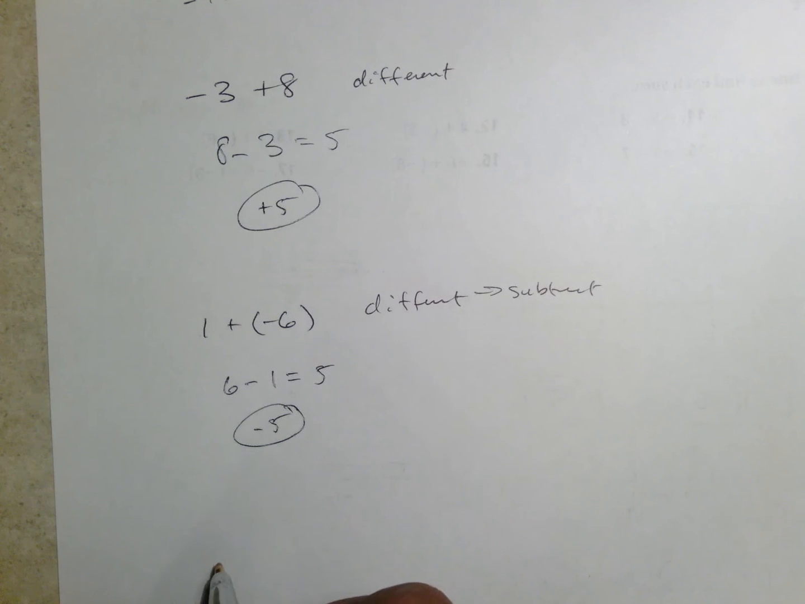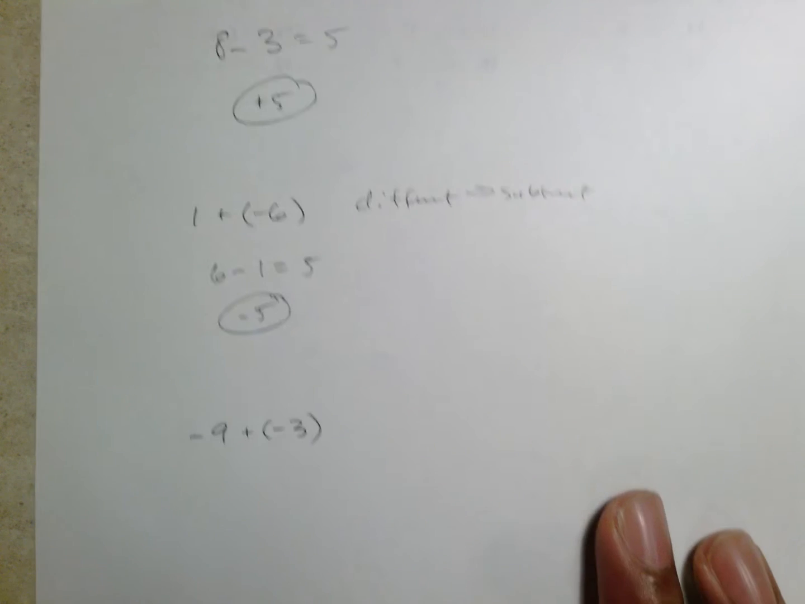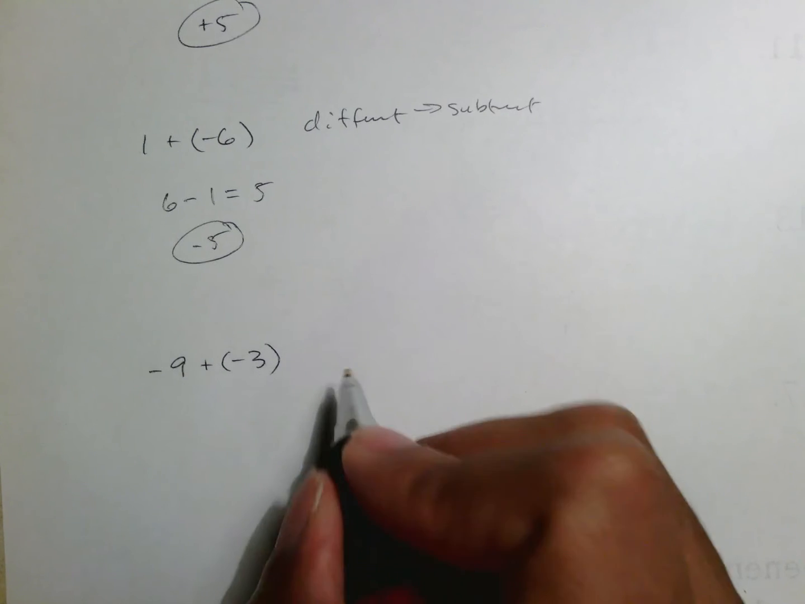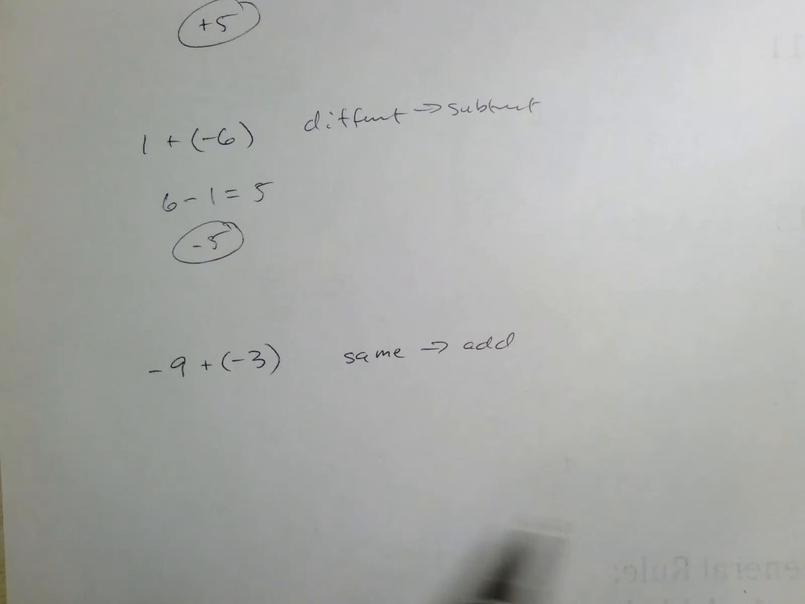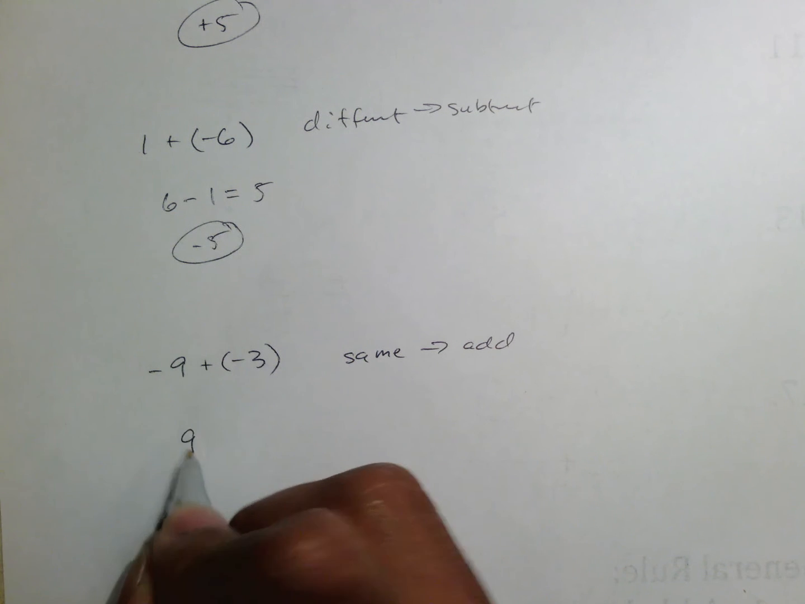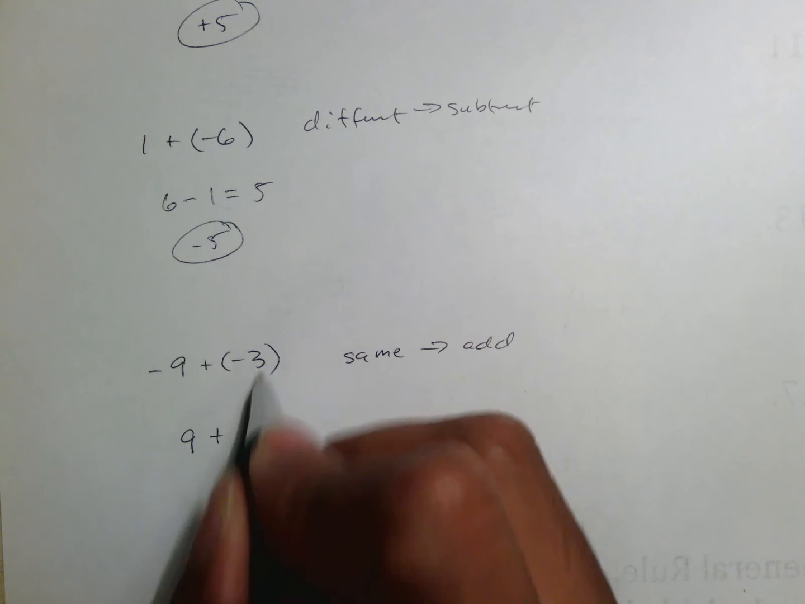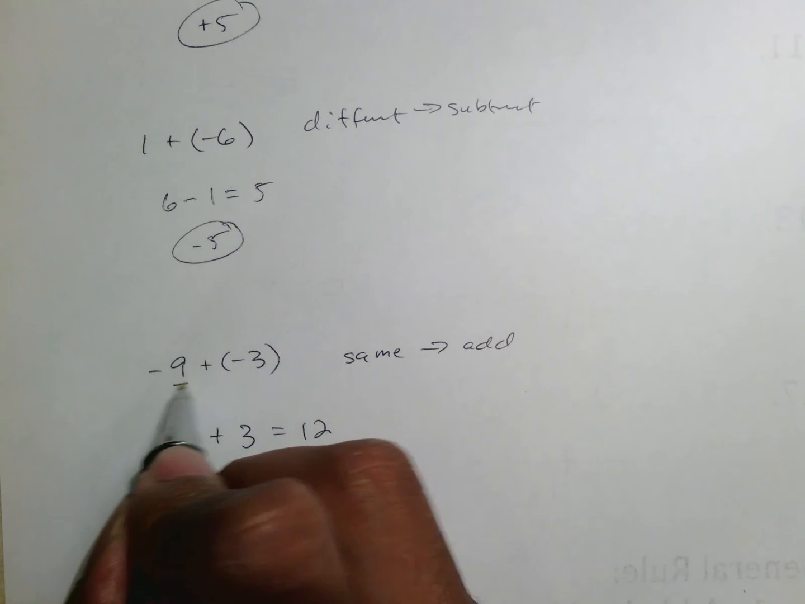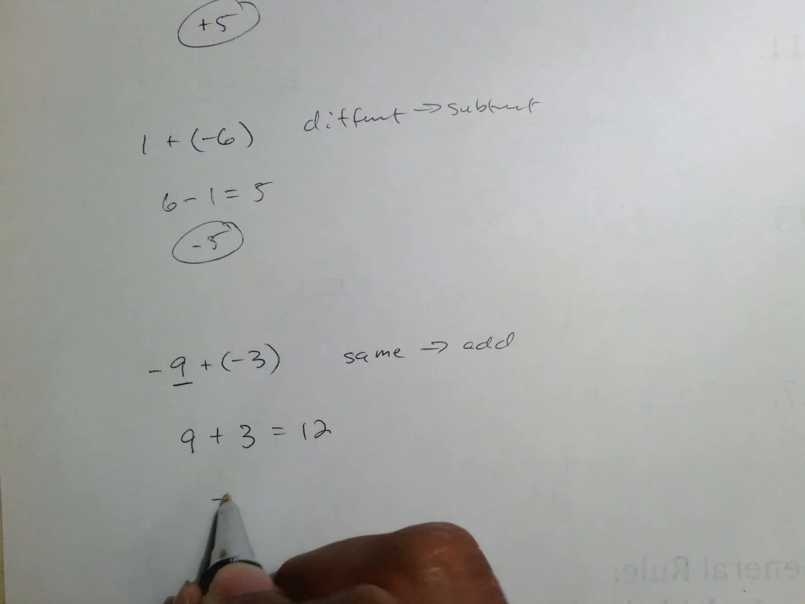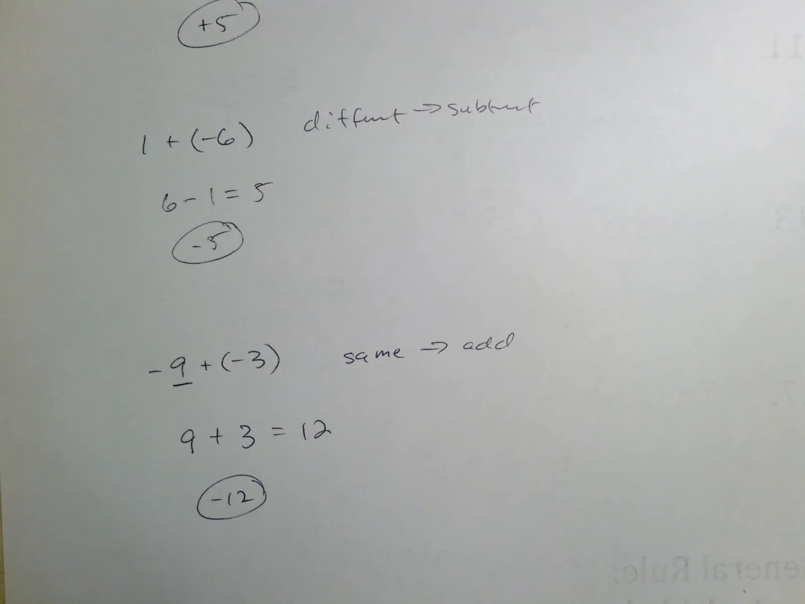And then the last question we worked on was -9 plus -3, which if you look at this, the signs are the same. Both of them are negative, which means we add the values. So we have 9 altogether overall plus 3 altogether overall, which makes 12. Looking at the bigger number for our sign, it's negative. That's why we ended up with -12.